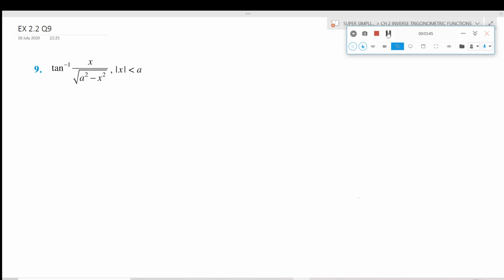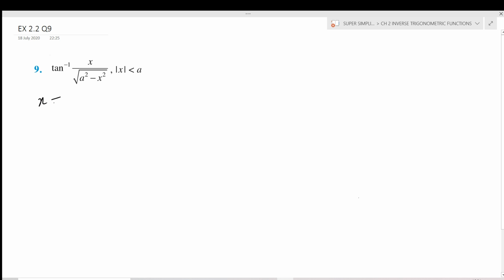Now the next question is question number 9. In question number 9, again you have to simplify. So you have to make some substitution. The substitution should be such that whatever value you write in place of x, it makes this expression a trigonometric formula. So if I substitute x to be a sin theta, let me see what happens.